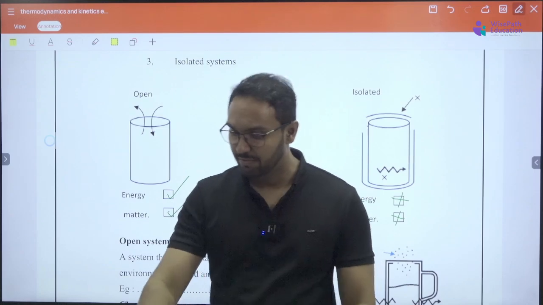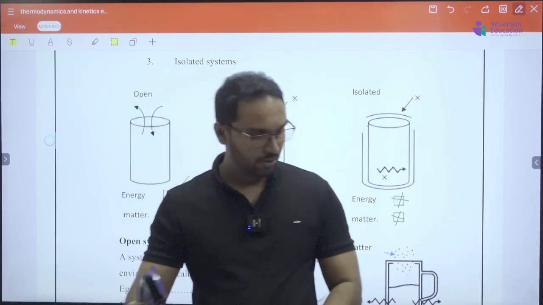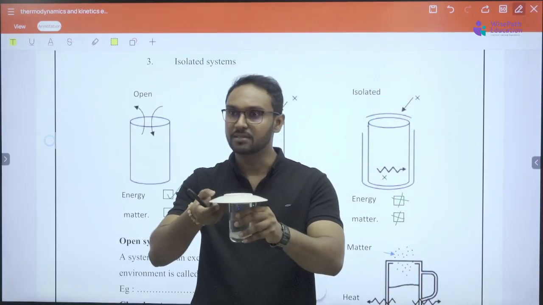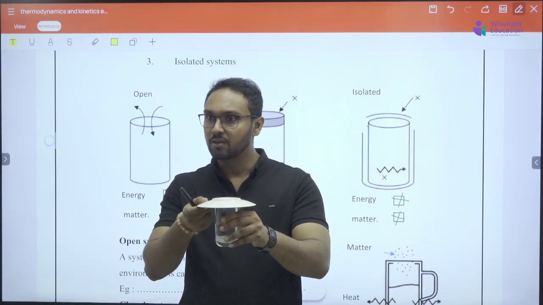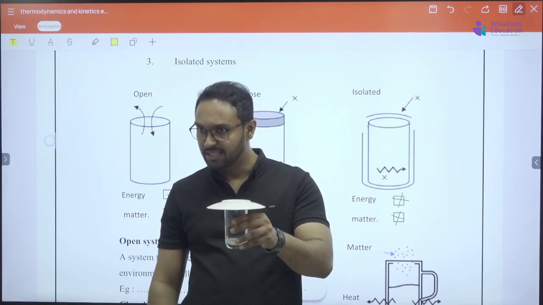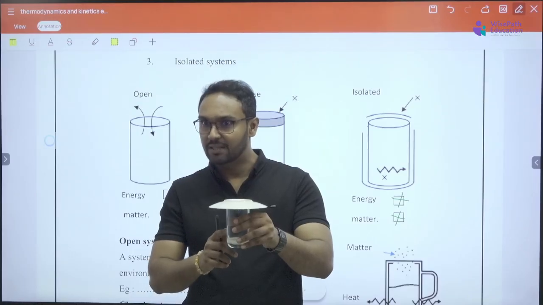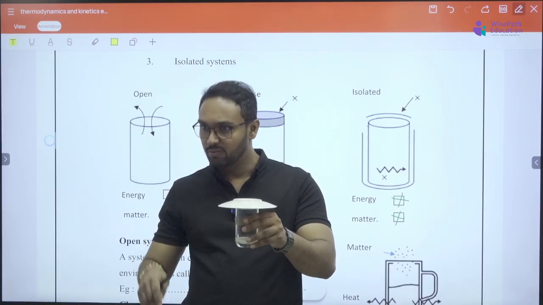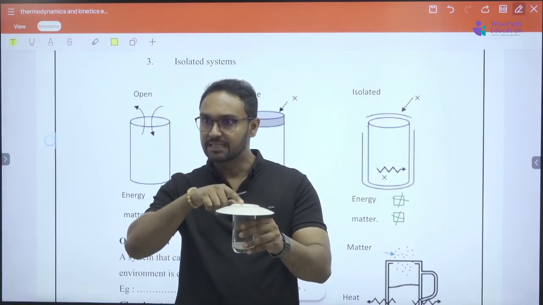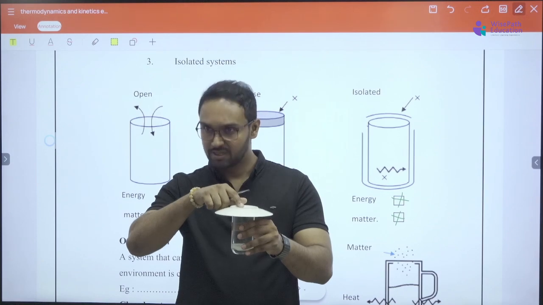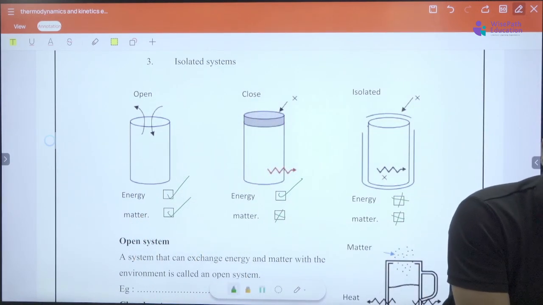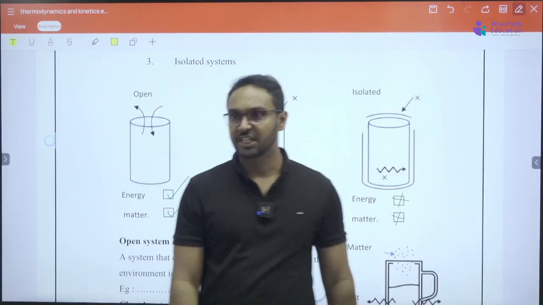If you close the system, now what happens? If this is a coffee cup, the convection can't occur. So the matter does not exchange here, but the heat or the energy is always going outside, isn't it? So the energy is exchanged, but the matter isn't. It is called a closed system. If it is an isolated system, both the matter and energy cannot exchange.